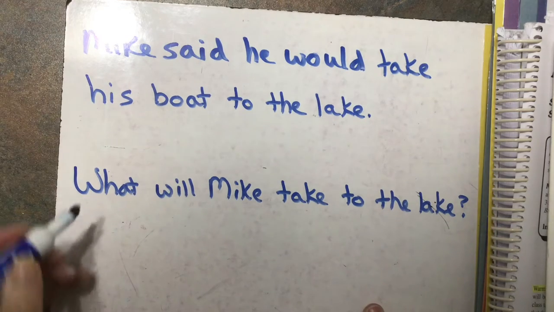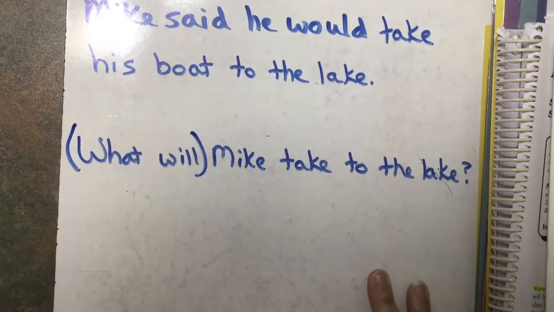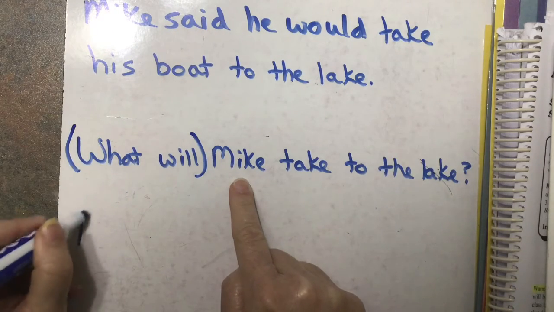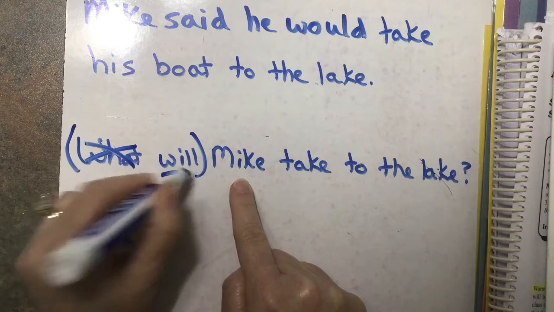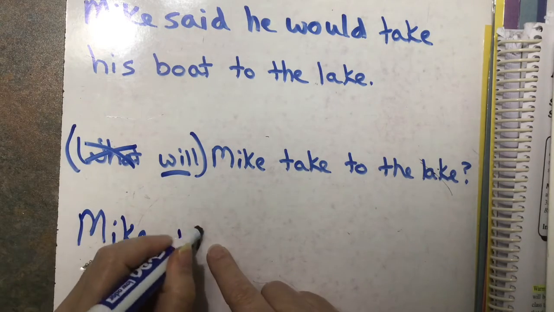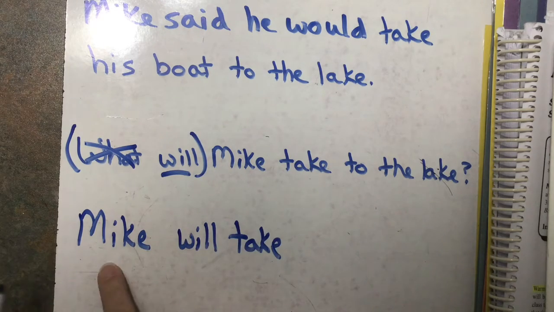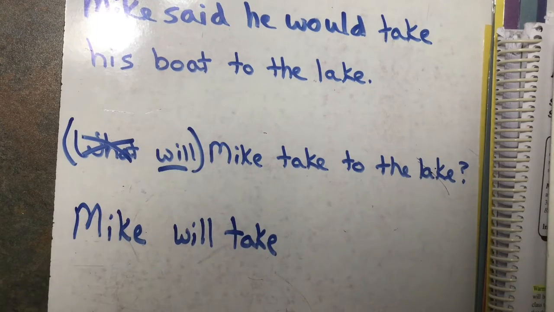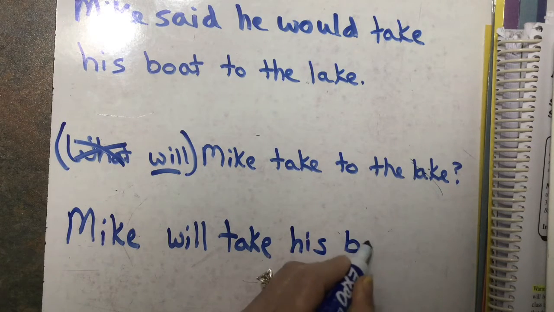So we're going to start by putting arms around our asking words. What will? Okay, we're going to start building our answer with Mike. We don't use what, we use will. Mike will take. What will Mike take? Mike will take his boat. Not just any boat, but his boat.